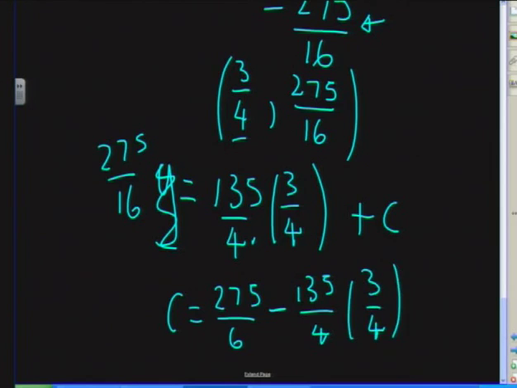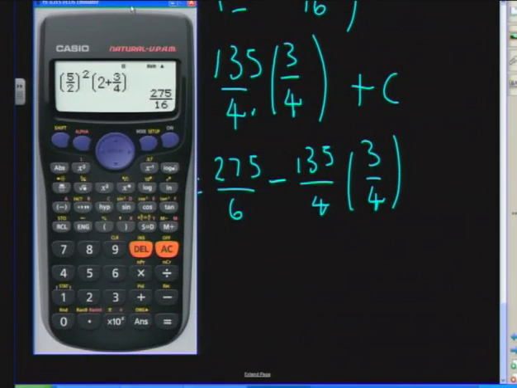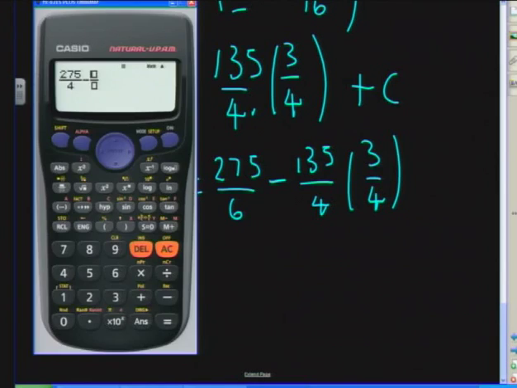Obviously, you can do all of this on your calculator, which is the best way to do it, because we're dealing with so many fractions. So we've got 275 over 4 minus... Isn't it over 16? 275 over 16. Did I make a mistake, Looney? Yes, it is quite possible. So you had 275 over 16. Oh, yay, someone is awake. Well done.